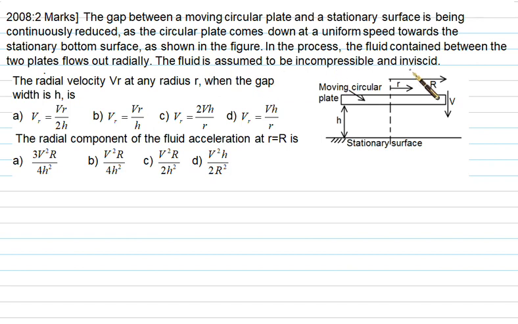The fluid is assumed to be incompressible and inviscid. We are interested in the radial velocity. We are at radius r, and we are also interested in the radial component of acceleration at r equal to capital R. So this time we will take the idea using the isometric view of this figure.